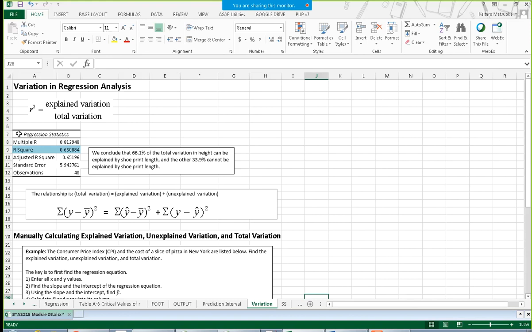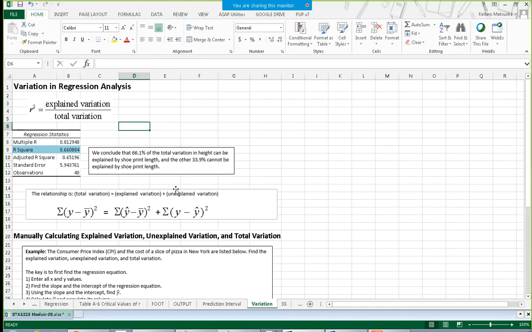Excel can figure out the R squared, and I'll show you how to create this table a little bit. Once you get the table, you look at the column that says R squared. In this case, it's 0.6608884, so roughly 66.1%. So given this information, we conclude that 66.1% of the total variation in height can be explained by shoe print length. The other 33.9%, we don't know what influence it has, but we know that roughly 66% of it comes from the shoe print length.